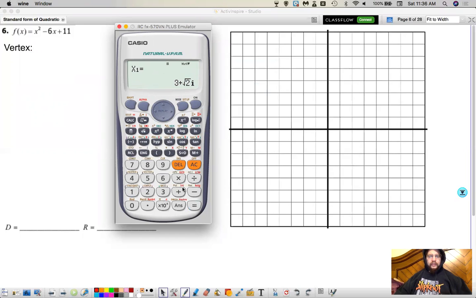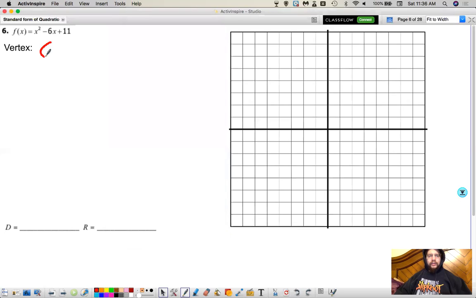Don't worry about your x-intercepts. They don't matter for now. But this does matter. Oh, look, it tells you it's a max and min here also. So we'll give you that: 3, 2. So my vertex is going to be 3, 2.